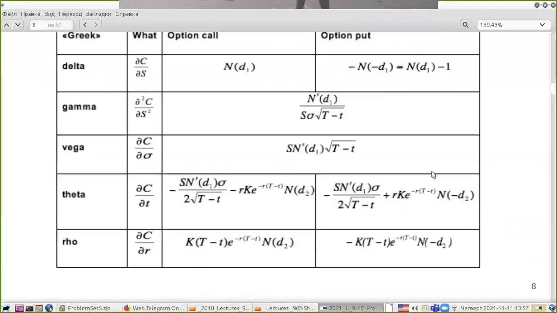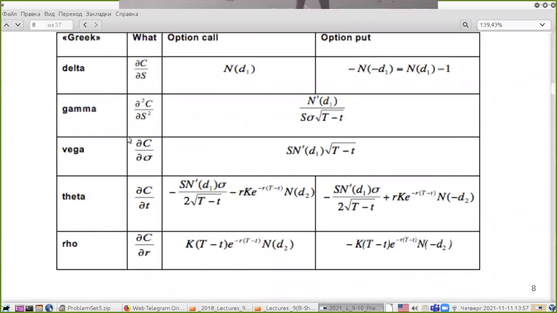And the answer you can see in this table. So the first Greek, delta, what is it? According to the definition, delta is the derivative of c with respect to s. So it's how the price of a call option changes with respect to a change in stock price. And how can we find this? It is N, the normal distribution, from d1. Similarly we can find it for a put option, and it will be minus N from minus d1, or N from d1 minus 1. It's according to a property of the normal distribution.